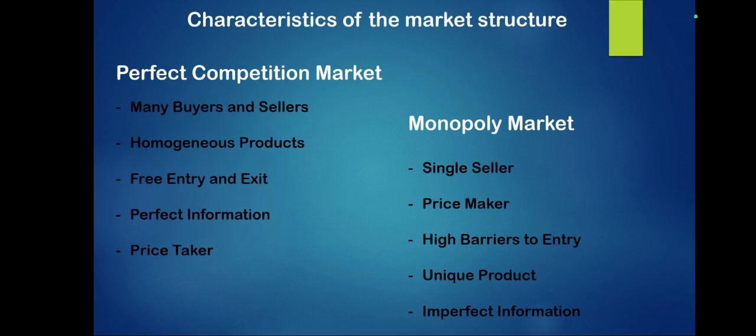Let's look at the characteristics of the market structure. So, perfect competition market. Some of the characteristics will be many buyers and sellers, homogeneous products, free entry and exit, perfect information, and price takers.